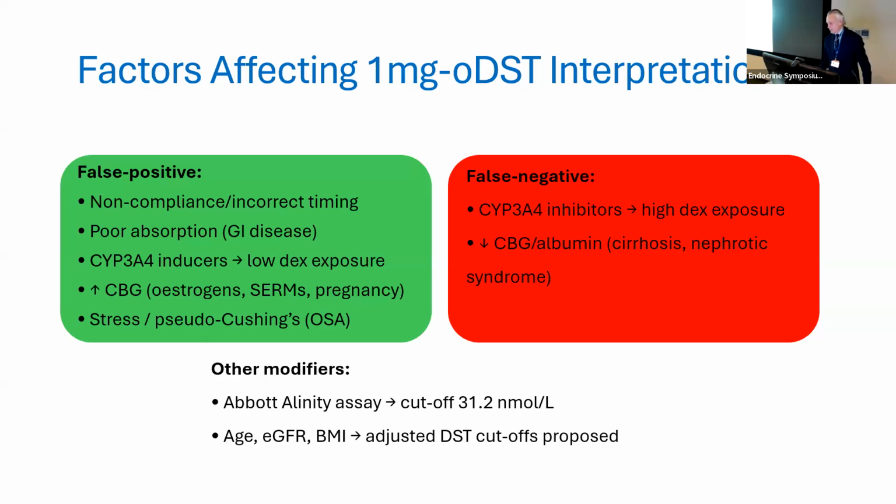And there are also other considerations, which means we have to know our local assay. And some cortisol assays do read lower. And it's been suggested that, for instance, for the Abbott assay, the cutoff should be lower, at 31 nanomoles per liter. And there's also a suggestion that age, renal function, and BMI should be taken into consideration.